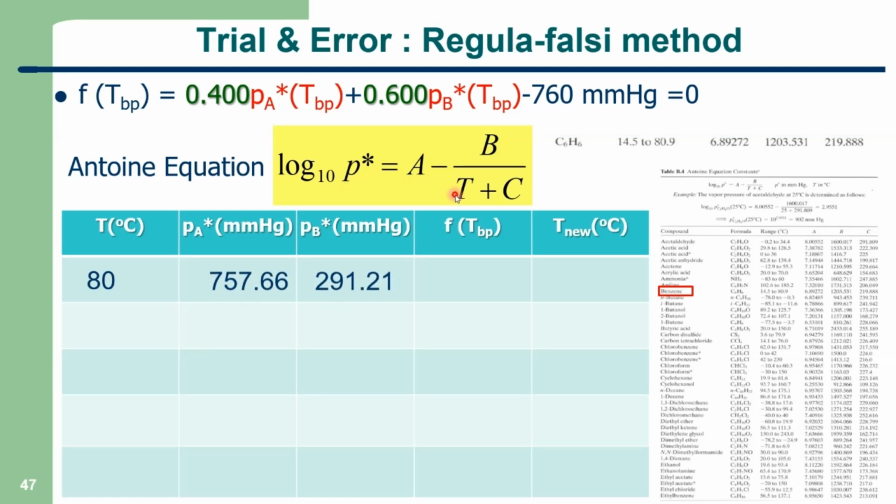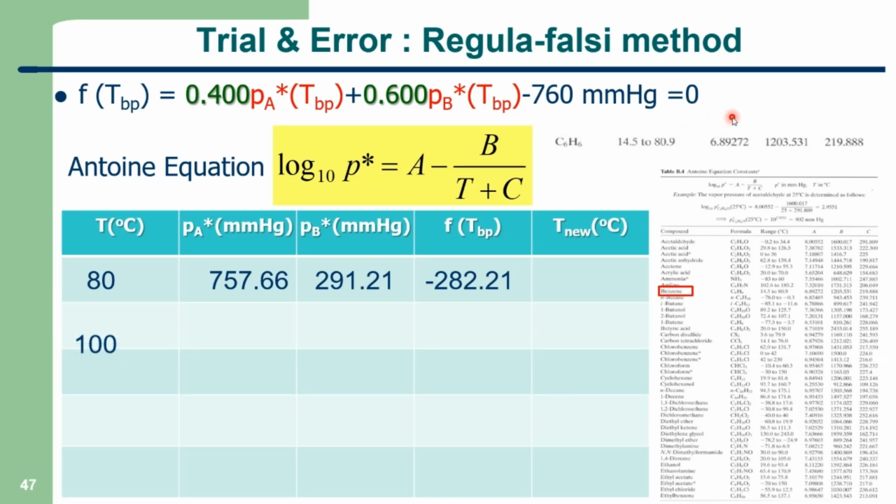And then you will get this. You know, it takes time, so I want you to practice before you really take your exam, so you will make your speed faster. Don't waste your time when you do your exam. Okay, and then once you get PA star and PB star, you put this PA star and PB star here. And then minus 760 millimeter mercury, you can get minus 282.2. Obviously, this is not equal to 0, right?